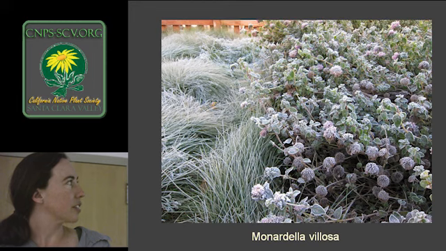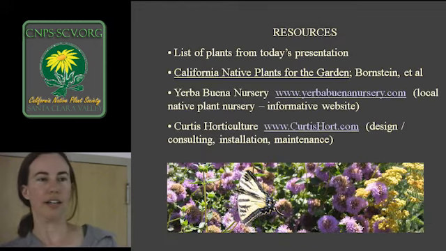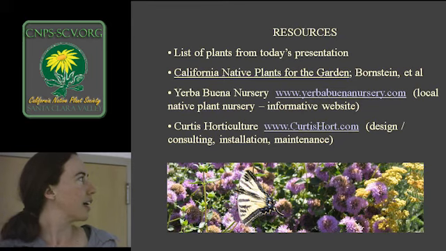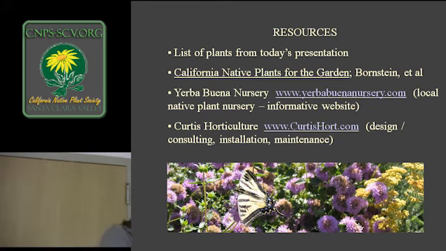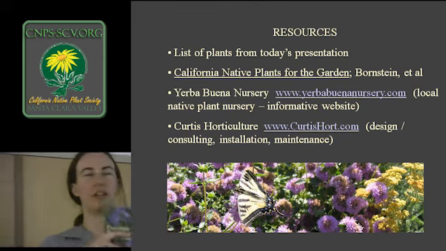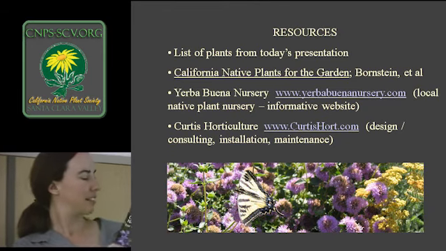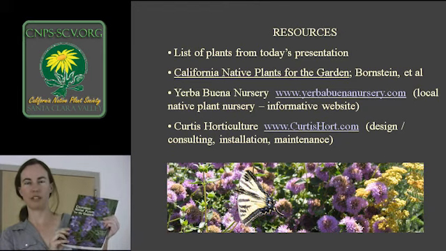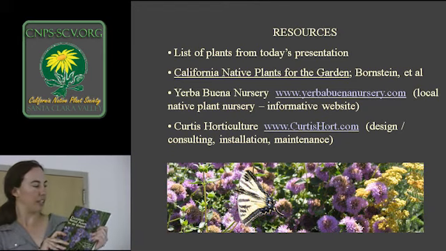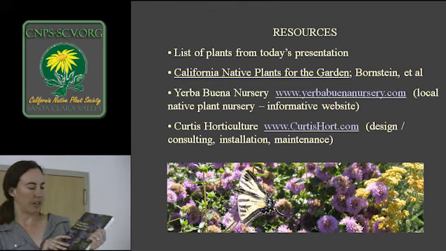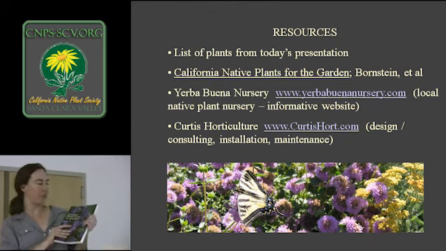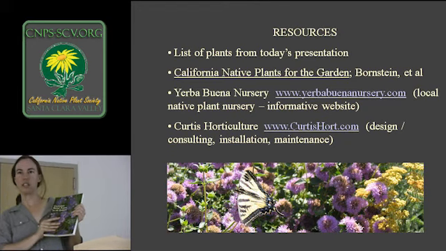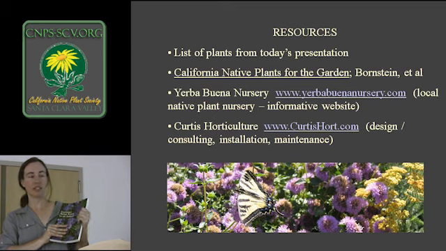And some resources. So we have a list of plants, and hopefully everyone got one. And then one of my favorite books. I mean, there are a lot of great books out there, but this is probably the most favorite. California Native Plants for the Garden by Carol Bornstein, David Frost, and Bart O'Brien, some really well-known experts in this field. And I would say if you're going to buy one book, this would be the absolute best book. It has common cultivars available in this area. It has maintenance tips. It has growing tips. Lots and lots of photos. So this is a very excellent book.